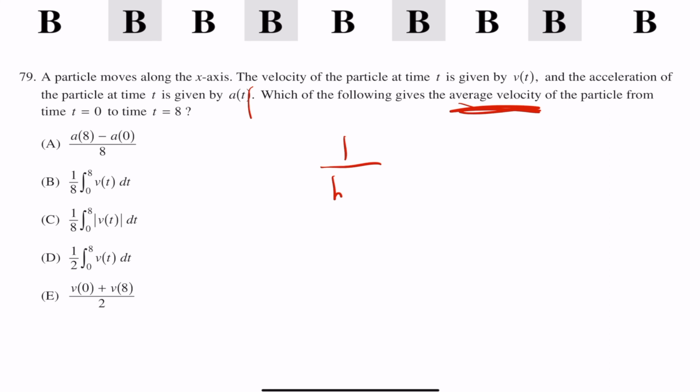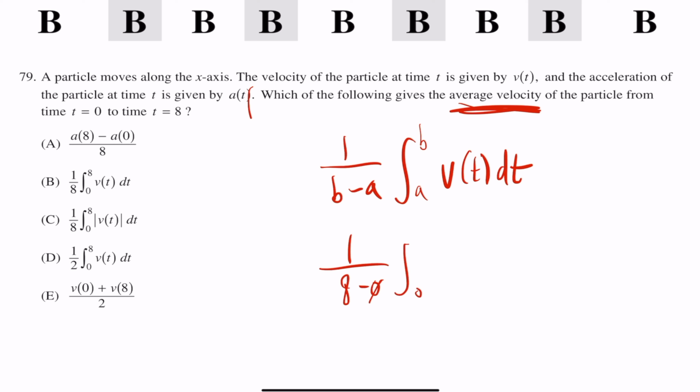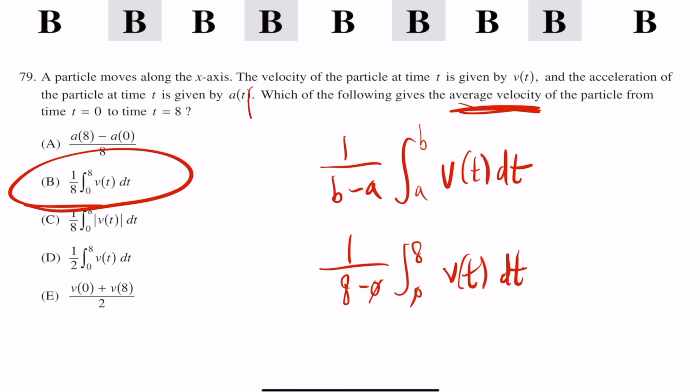It's 1 over b minus a, integral a to b of f of x dx, which in this case we're going to call v of t dt, right? So let me replace it, v of t dt. And if you know this, this is literally just 1 over 8 minus 0, integral 0 to 8 of v of t dt, and that's basically just answer choice B. So if you know the formula, which you should, this is literally like a 10-second question.